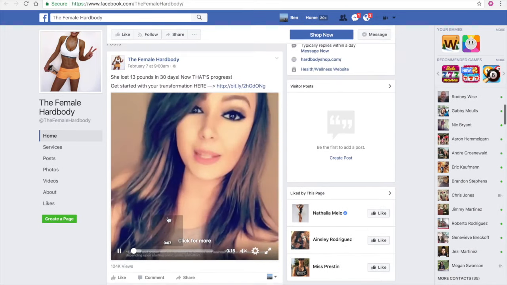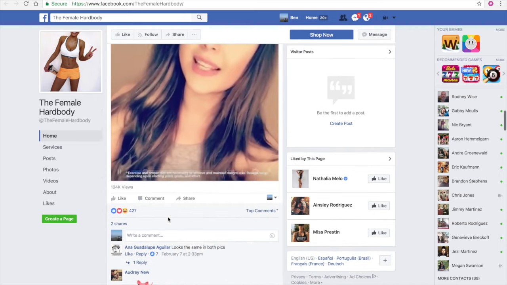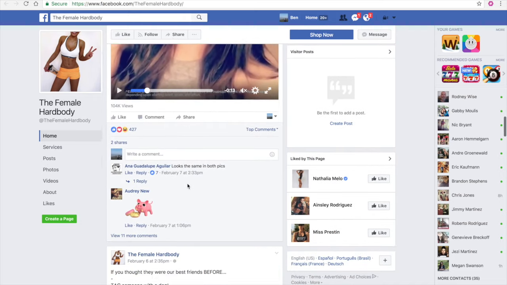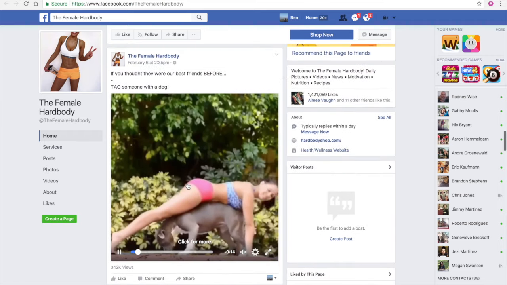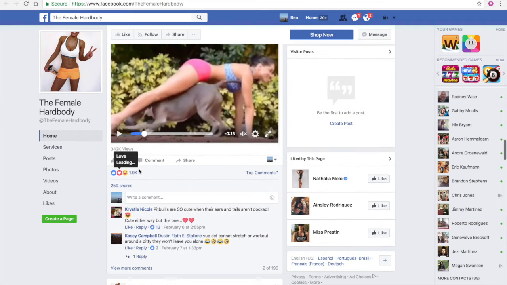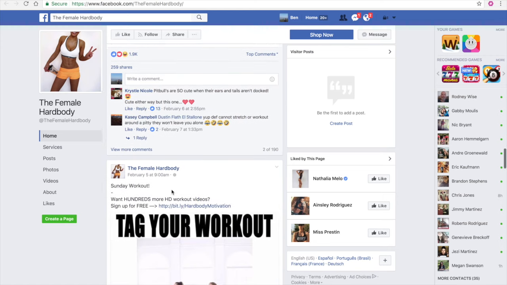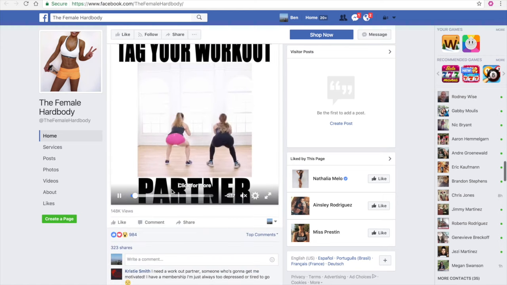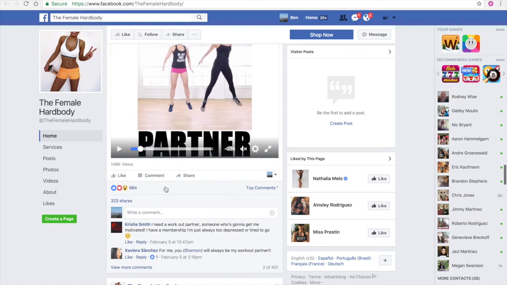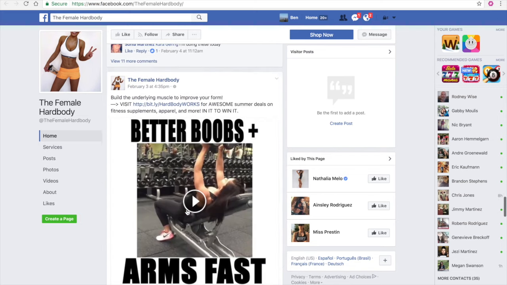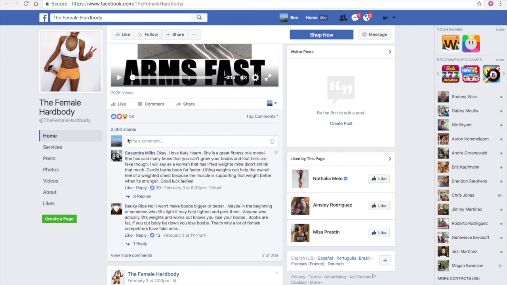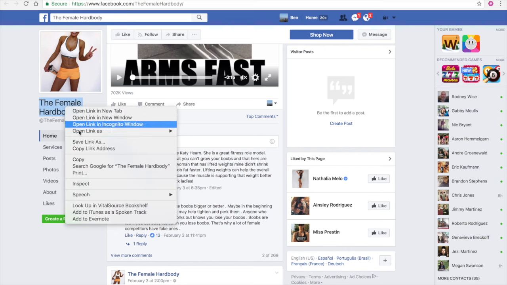But let's keep checking. Okay, so February 7th, it was 427 likes. That's okay. A couple days before that, it was almost 2,000 with a good bit of shares. And then here we have 323 shares and almost 1,000 reactions, so that's good. This is a good sign. So I would say that this one had 5,000 likes and 2,000 shares. So this is definitely an engaged page.